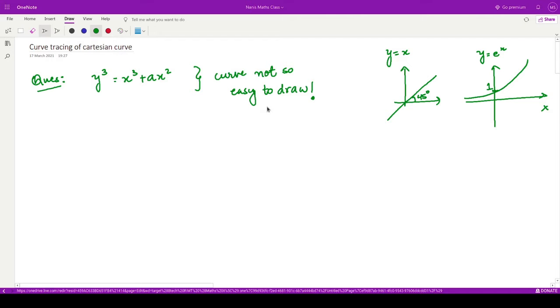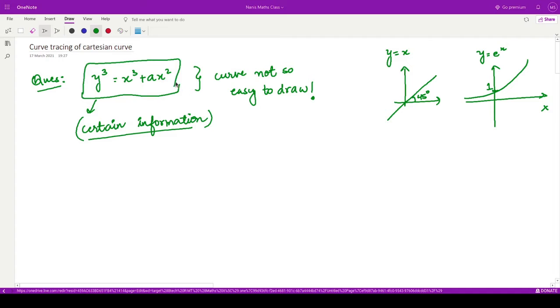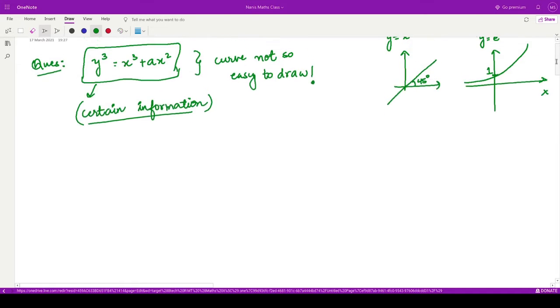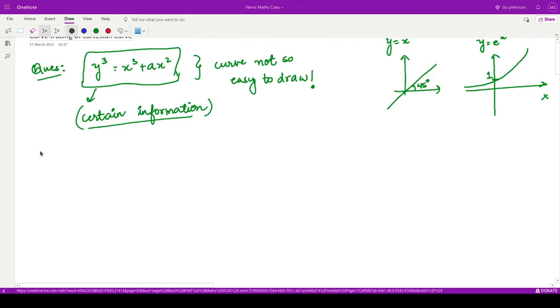So what could be done? There are various tools in mathematics with which you can draw such curves. What we do in effect is that we try to gain certain information from this curve and we just join those points of information together and we have the complete information about this particular curve. So let us get started for this particular curve. Here, the first point that we shall see about this curve is what is the domain and range for this particular function.